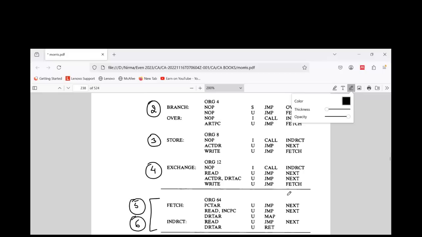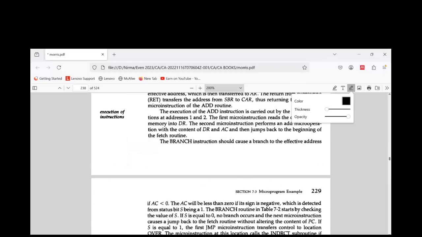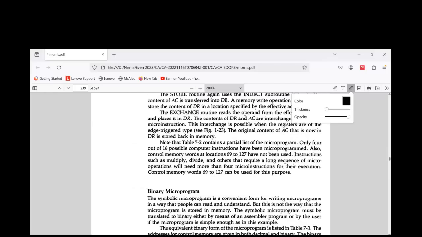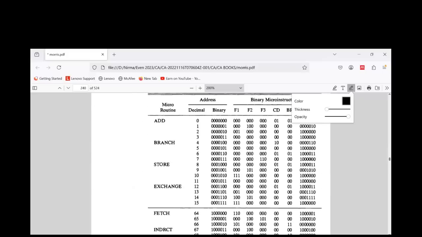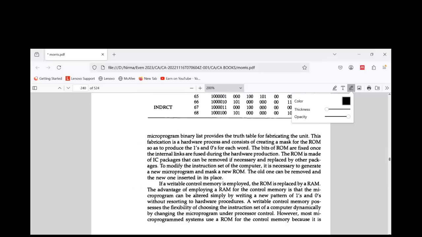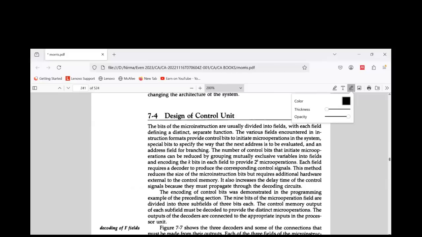The program that we had written was a symbolic microprogram. We had also seen how to represent the same microprogram using the binary notation. So this was the binary microprogram of the microinstructions which we had written in our microprogram. Now let us move on to the last topic of the chapter, which is design of control unit.